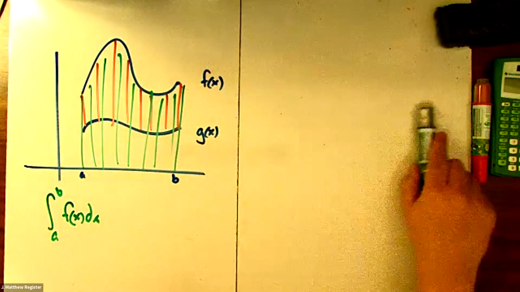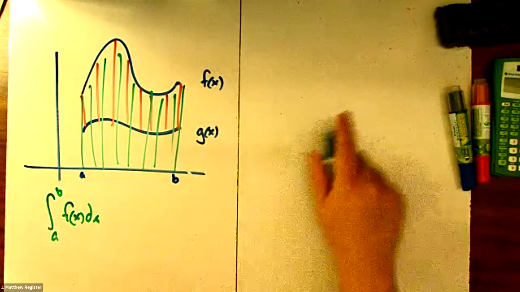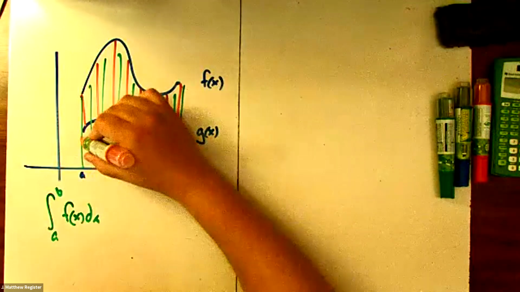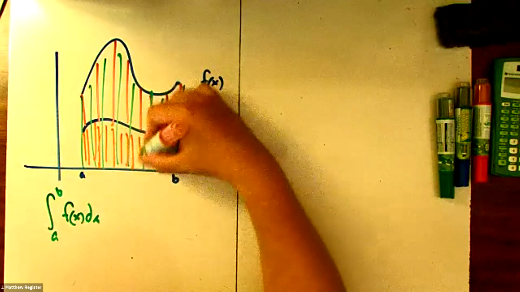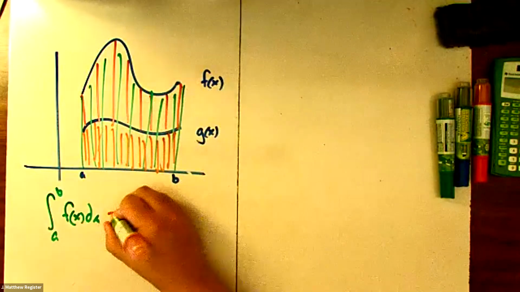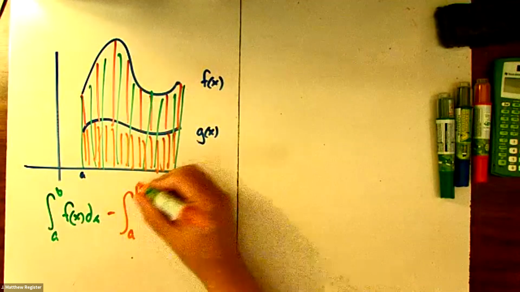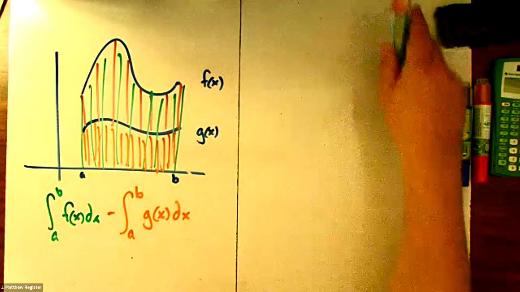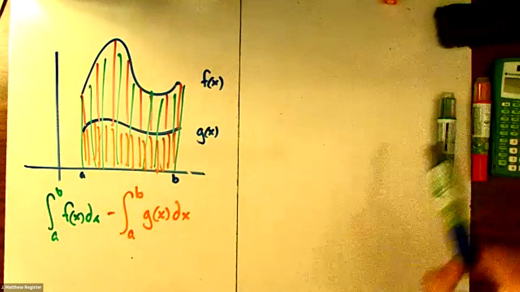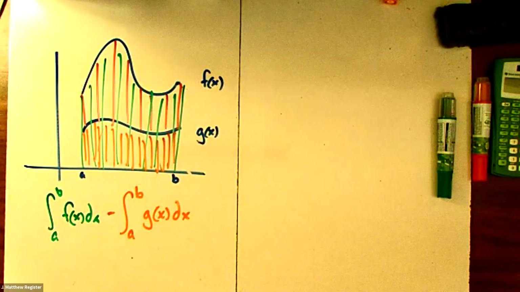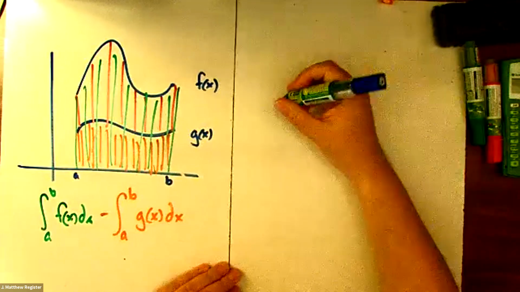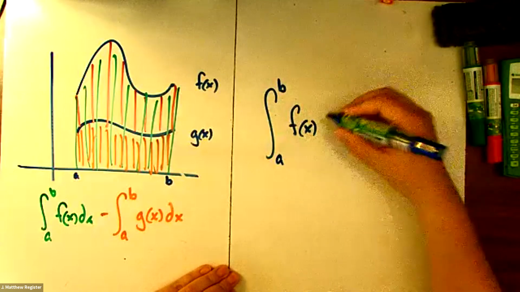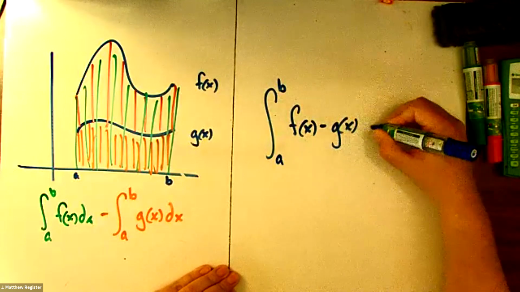And then we would need to subtract the area of just g of x. If we subtracted the area of just g of x, which would be this bit down here, then that would be minus the integral from a to b of g of x dx. But we know from the rules for integration that we could actually just combine this into a single thing. And so we could just rewrite this as the integral from a to b of f of x minus g of x dx.